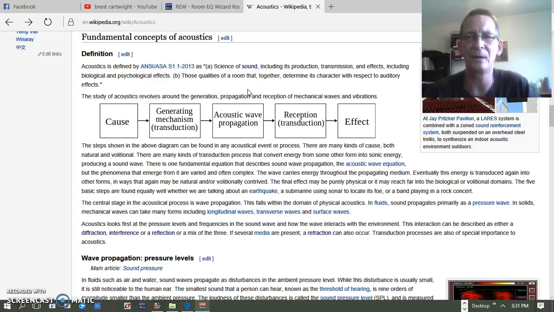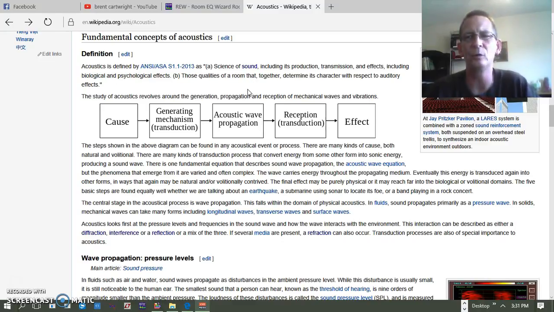I've been trying to study sound for quite a while now, and even for me to just sit down and give some basics on it, the whole concept can get very complex. But basically, how it's dealt with in Wikipedia is the cause, the generation mechanism, the transduction, acoustic wave propagation, reception, transduction, and effect.